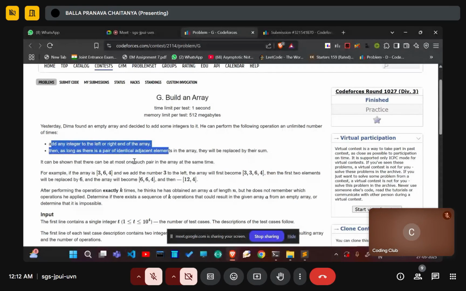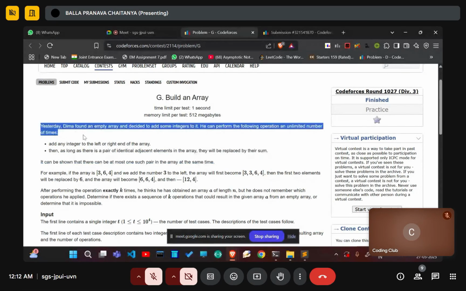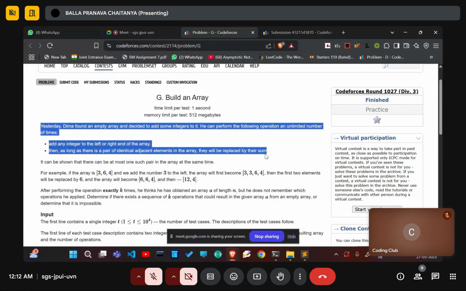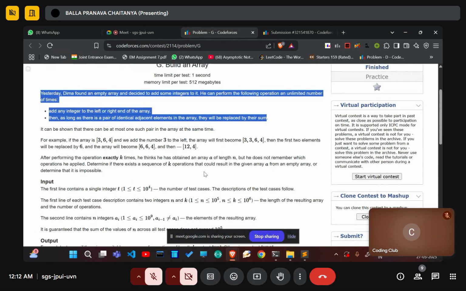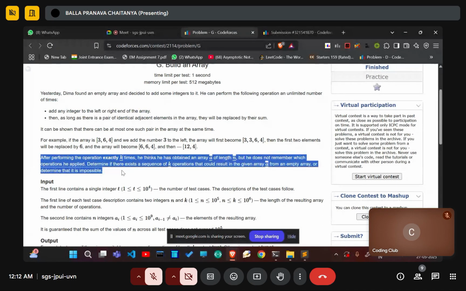So this is the simple operation. We have to add an element to the left or right, and after two adjacent elements are the same, we'll remove them and add the sum, and we'll simply keep on doing this until we don't have two consecutive elements the same. That is what is mentioned here. And then we have to perform k operations.